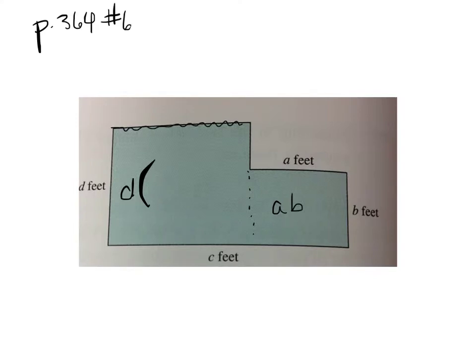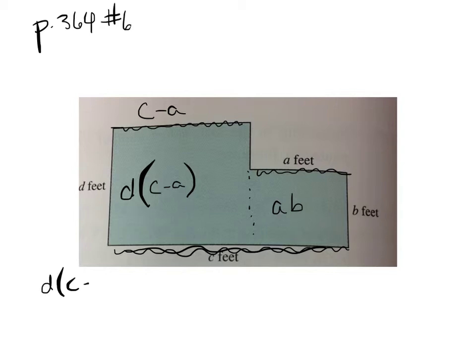Well, we know that it can't be equal to C, because C is the entire length of the bottom of the rectangle. So it must be C and then subtracting this A part. So this is C minus A. So the expression we get would be D times C minus A, plus AB.